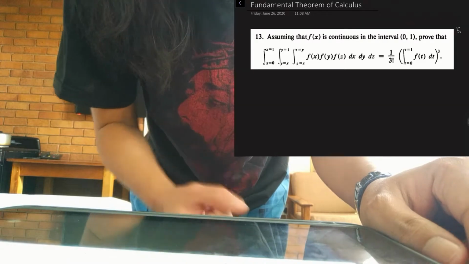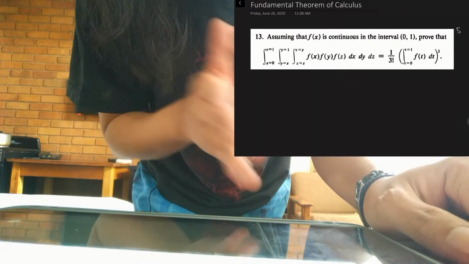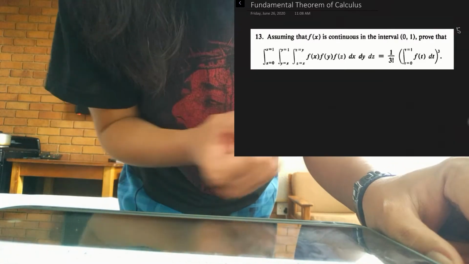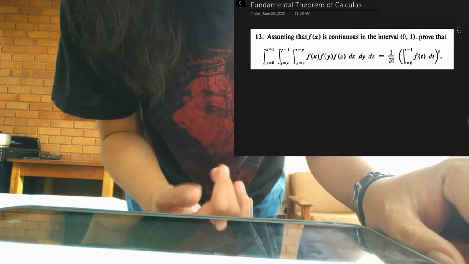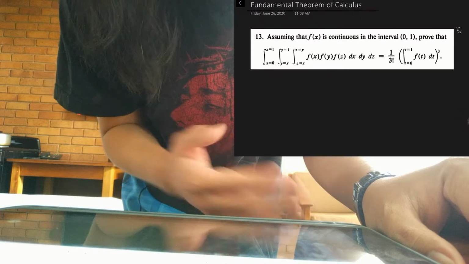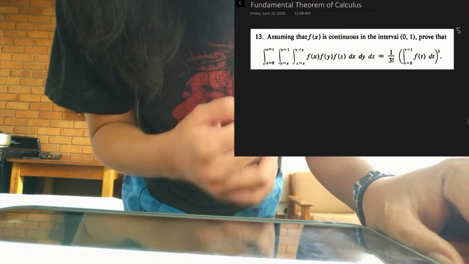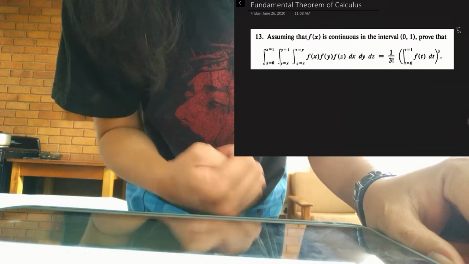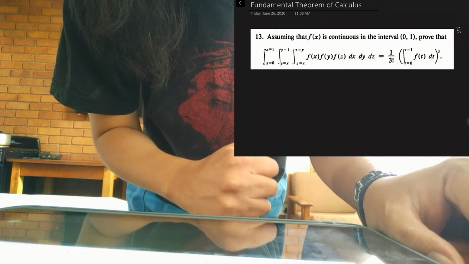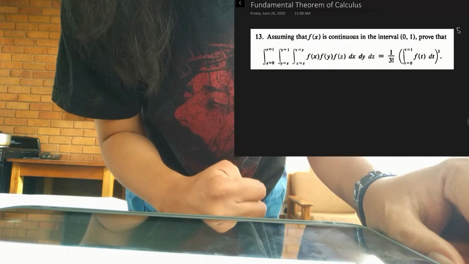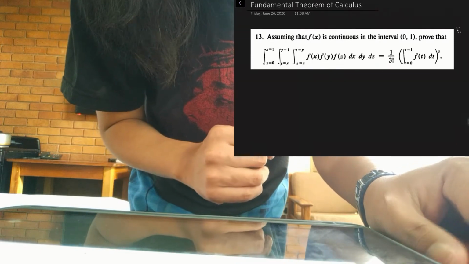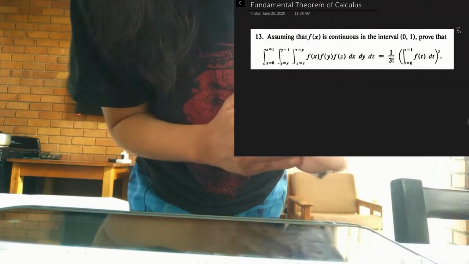Assuming that f(x) is continuous on the interval [0, 1], prove that the integral from x equals 0 to 1, integral from y equals x to y equals 1, integral from z equals x to z equals y, of f(x) f(y) f(z) dx dy dz equals 1 over 3 factorial times the integral of t from 0 to 1 of f(t) dt, quantity cubed. Okay, and yeah, this looks like a weird notation.